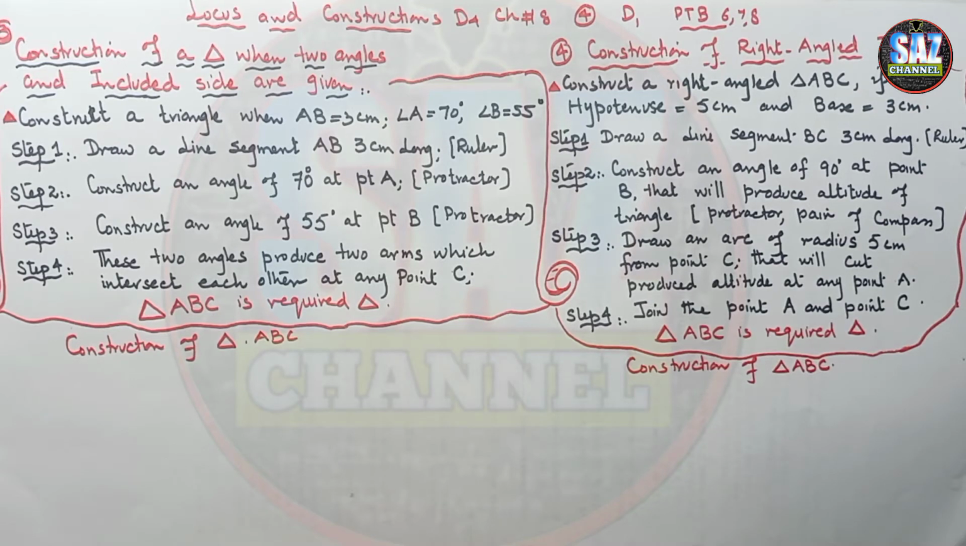This lesson is equally important for D4 students and the O-level students who have to appear for their O-level examination in July, inshallah, and my D1 students and the PTB class 6, 7 and 8 students. So all these students can take the benefit from this lesson. Let's move to the construction of the triangle when two angles and the included side are given.